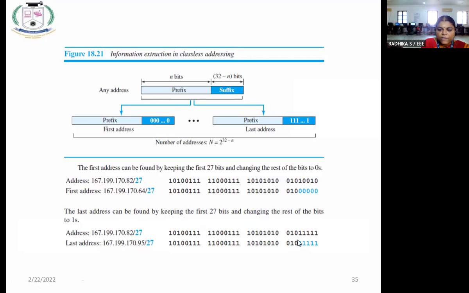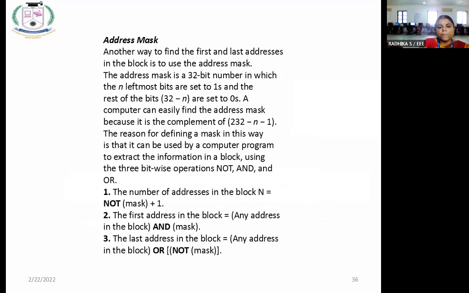So if there is a mask provided here, covering the last 5 bits, then the first 27 bits can be used to identify the network address. When I talk about masking, it involves 3 operations: not, and, and or. We'll do that in the next class.